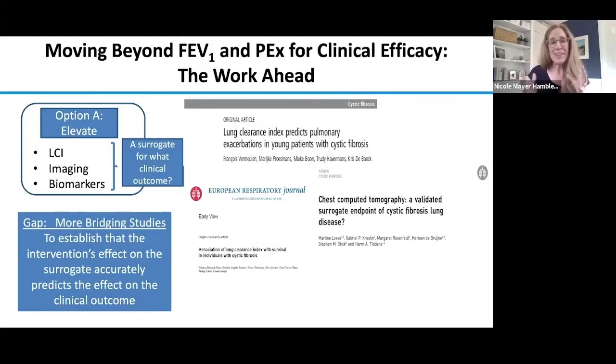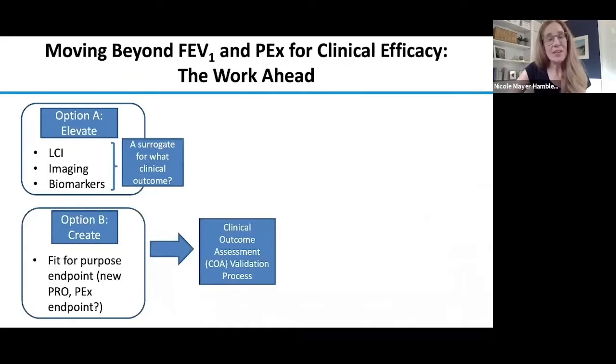So we need more studies that are including all of these measurements, our trusted endpoints, with what would have been secondary endpoints in our prior trials. The second option is to create new endpoints, entirely new endpoints, maybe a fit for purpose endpoint that's specific to a particular therapy. A new PRO, maybe a new exacerbation endpoint. That is actually a subject for an entirely different talk.